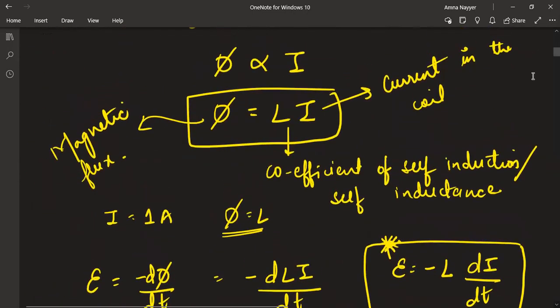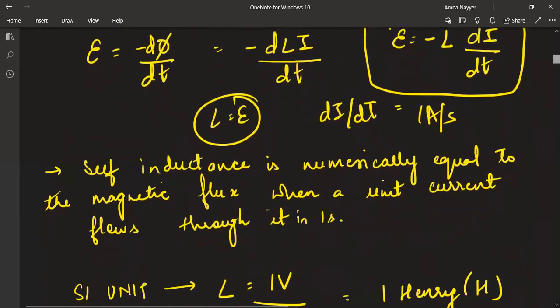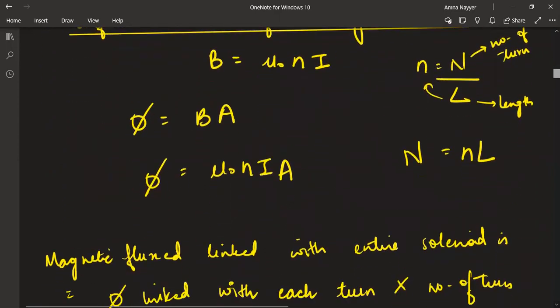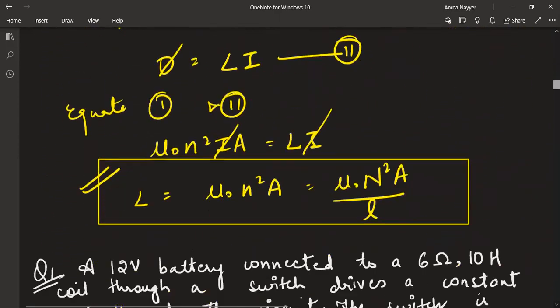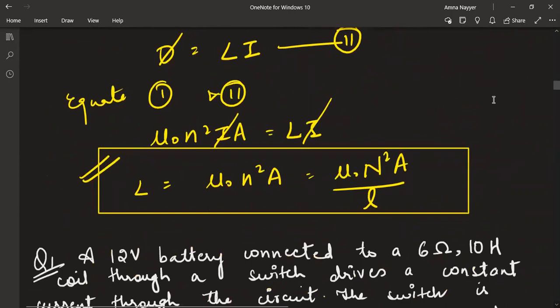Formula is almost same for both of it. Phi is equal to Li for self-induction, where L is your coefficient of self-induction, or you say self-inductance. Phi is magnetic flux and I is the current in the coil. So E is equal to minus L di over dt. And this is the formula you put for inductance: mu naught N square A by L.